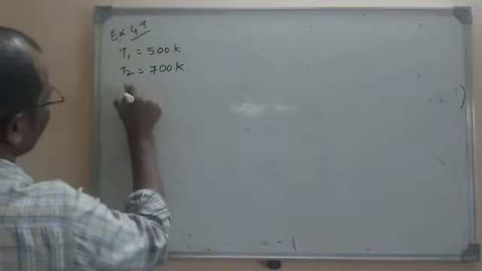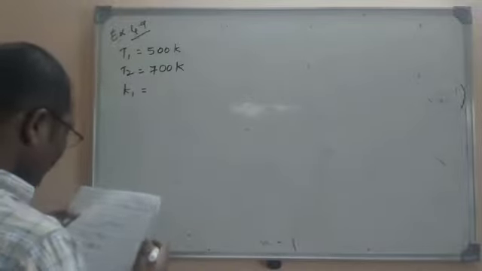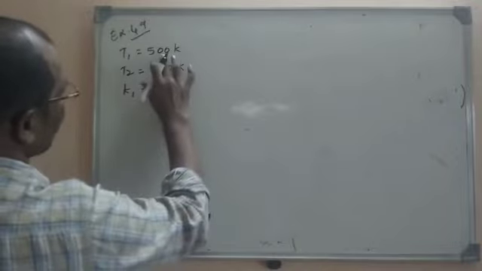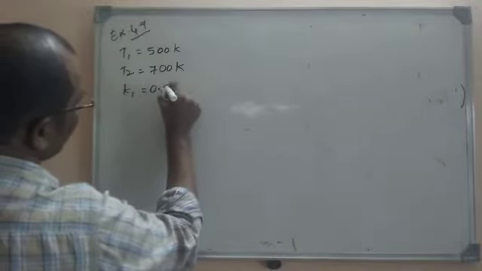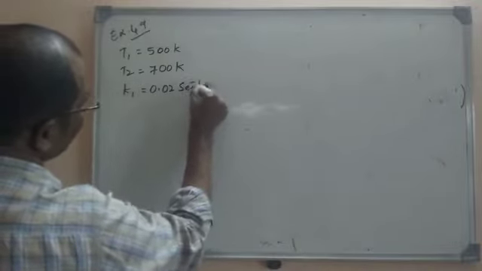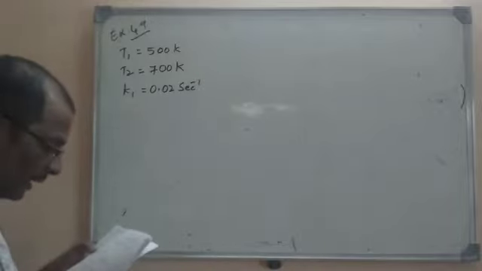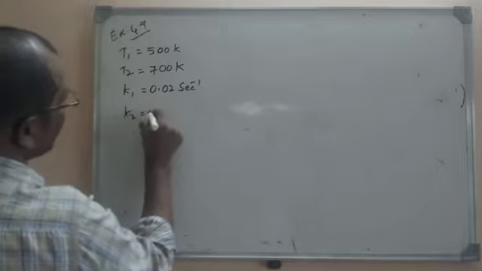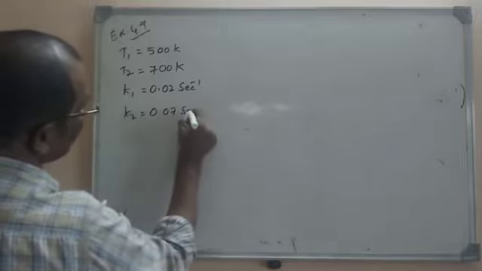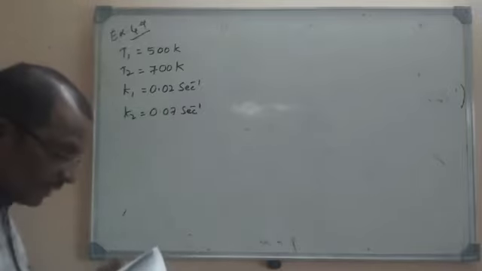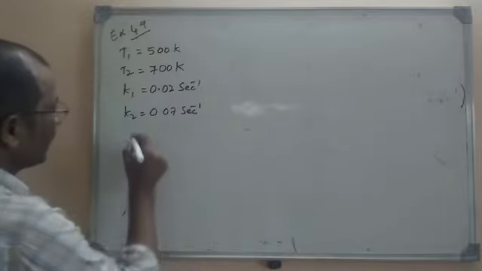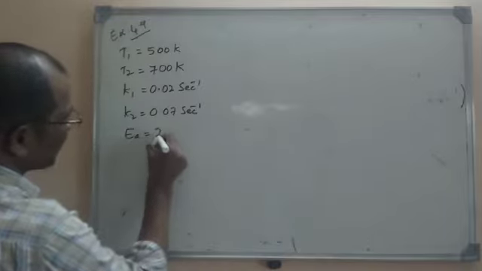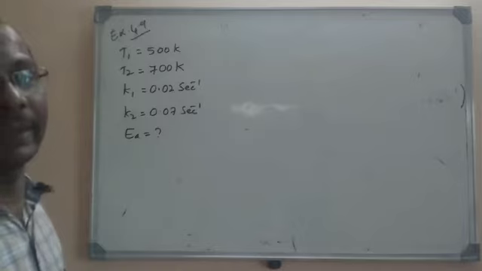Velocity constants are given. At the lower temperature, that means at 500 Kelvin, the velocity constant is equal to 0.02 second inverse. And at 700 Kelvin, it is 0.07 second inverse. These are given. So we need to find the activation energy first, then capital A.